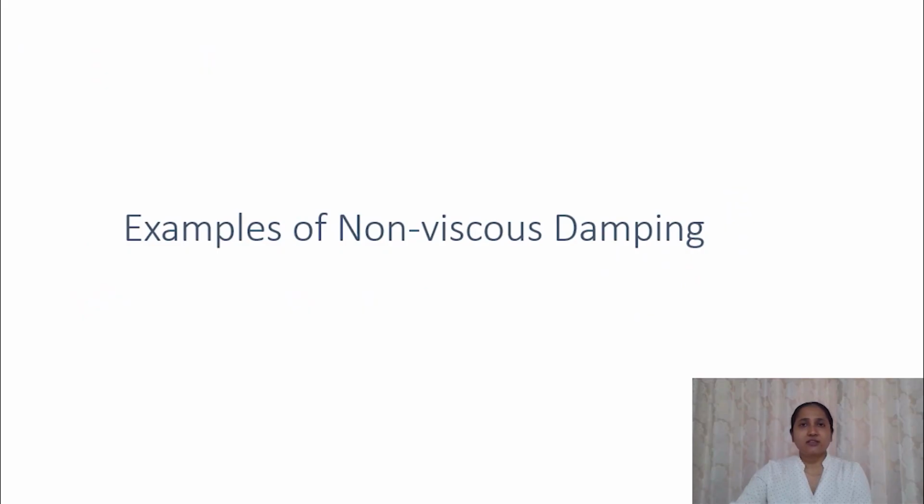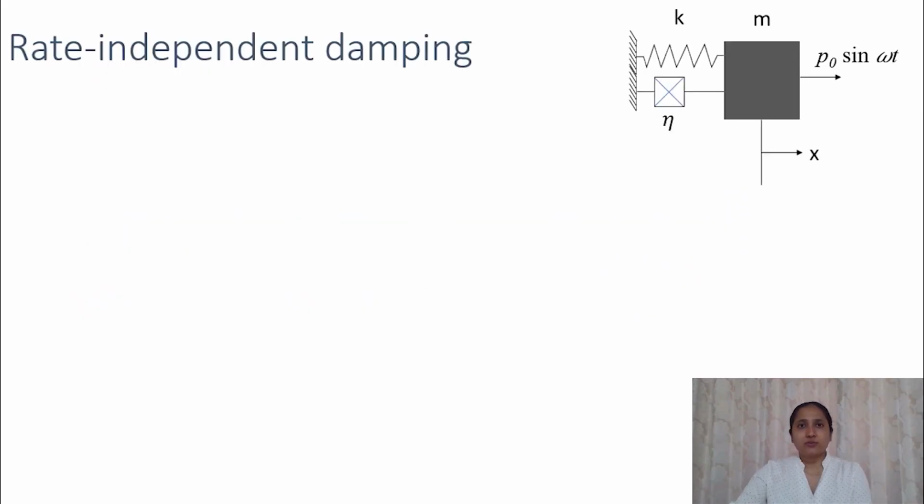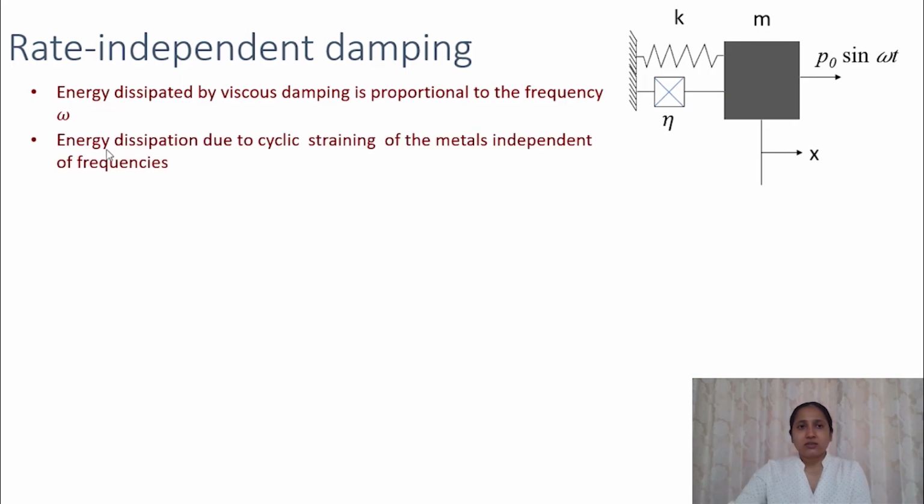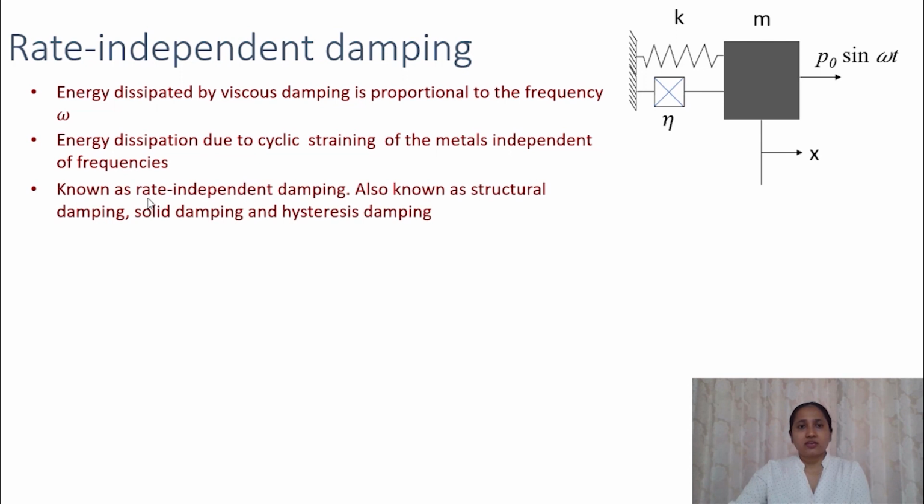Now let's see some examples of non-viscous damping. The first one we are considering is rate independent damping. We have learned that energy dissipated by a viscous damper is proportional to the forcing frequency omega. But some experiments on metallic structures showed that the energy dissipation due to cyclic straining of a metal is independent of the forcing frequency. So this type of energy dissipation, or this type of damping, is known as rate independent damping because it is independent of the frequency.